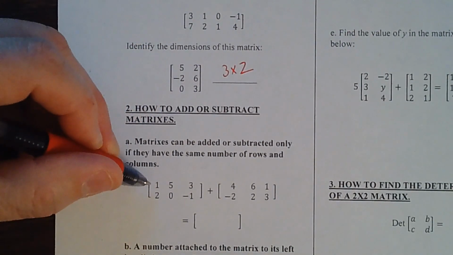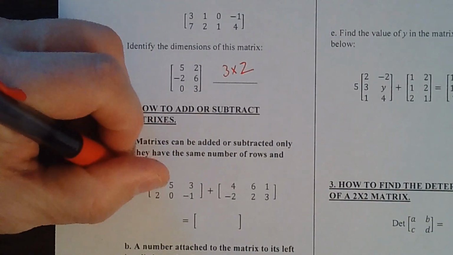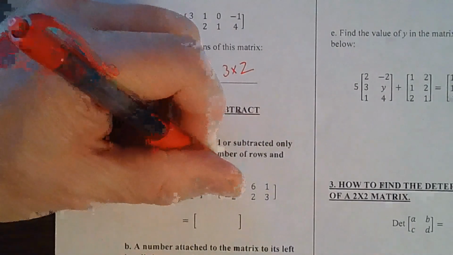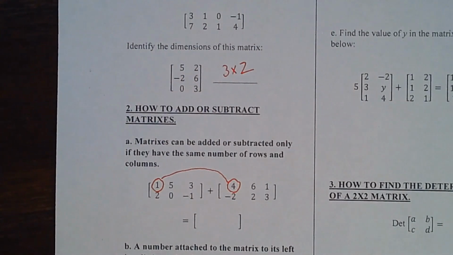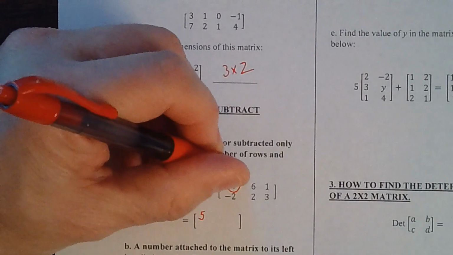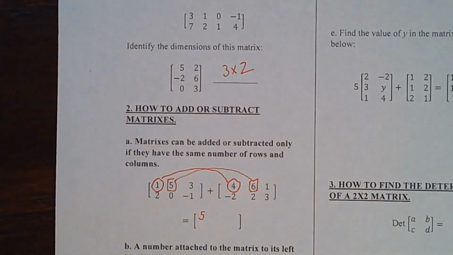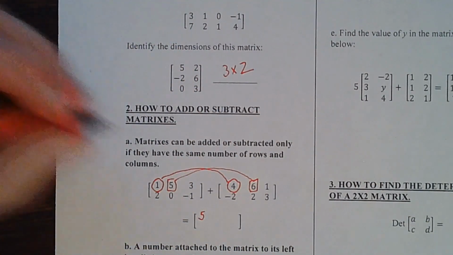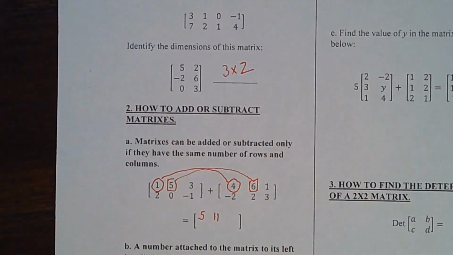Now, how do I add these 2 matrices? Well, I take the top left number of the first matrix, I add it to the top left number of the second matrix, and that's going to give me my top left number in my answer matrix. I take the middle top number, the 5, of the first matrix, and add it to the middle top number of the second matrix, 6. Together that's 11, and that becomes my top middle number in the answer matrix as well.